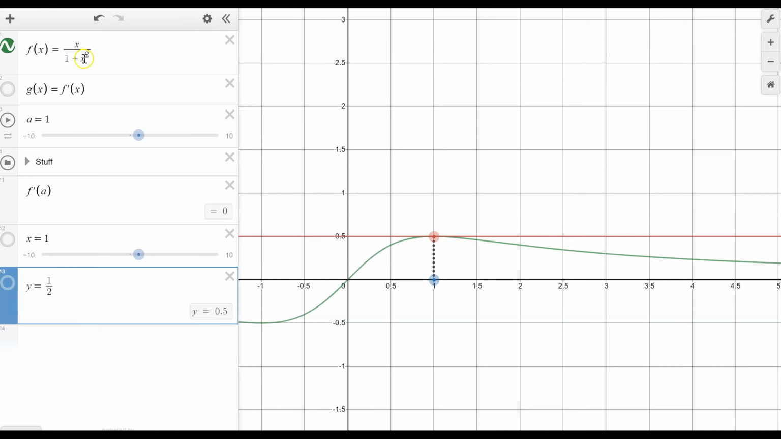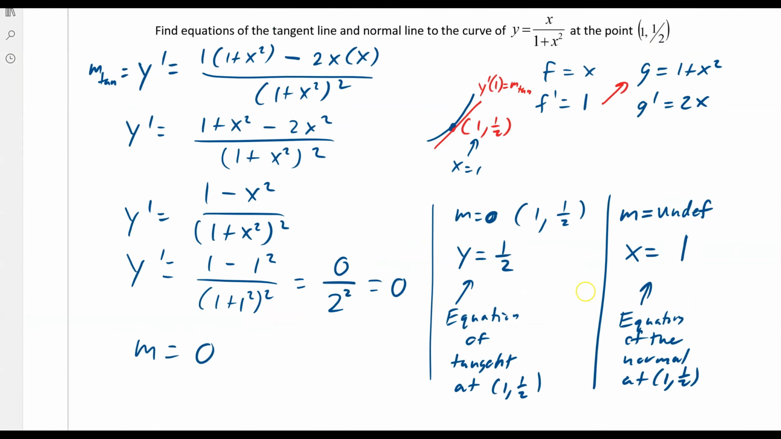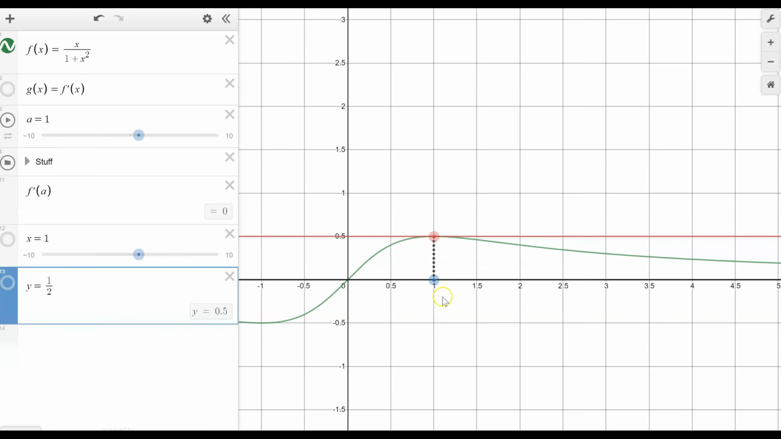And so here's our function, and you can see it's going in here. That's our function here. I've already plugged in x equals 1. That was our point 1 comma 1/2 right there. So you can see that's our point.